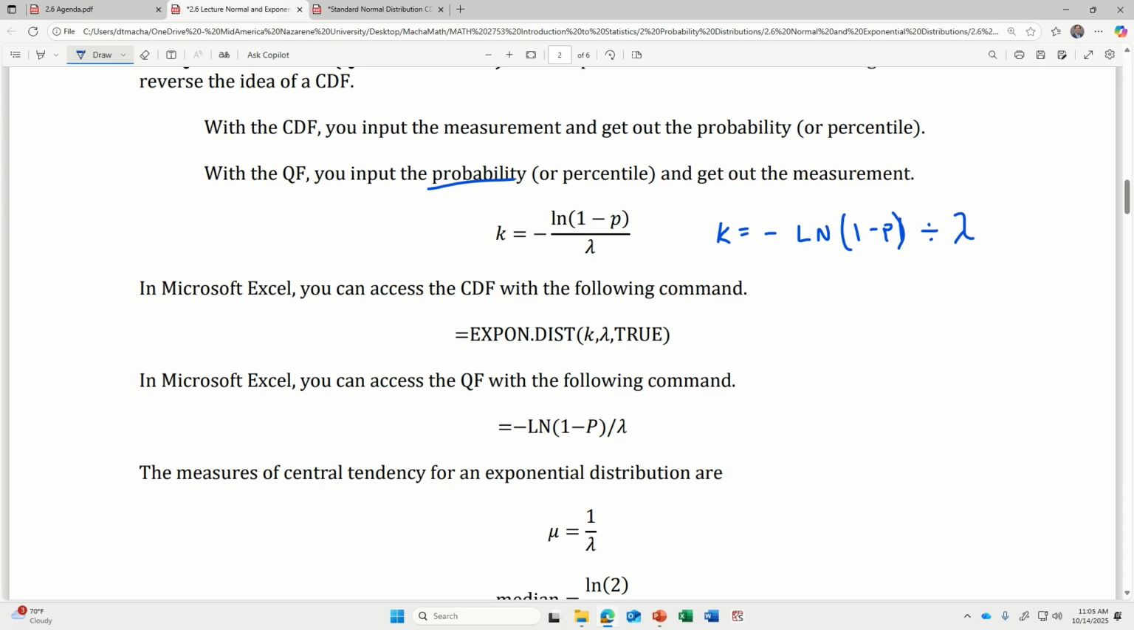So the quantile function in this case would be, if I want to know how much time should I wait until I can be 95% certain I'll catch a fish? That would be a case where I want to input the probability, 95% or 0.95, and as an output, I will get how much time I would have to wait to be 95% certain, or to have a 95% probability.